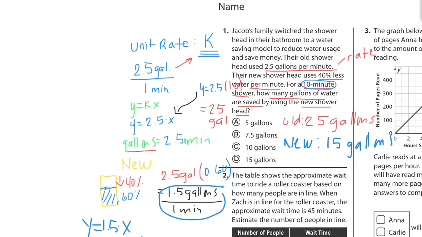And finally, our answers, we're going to subtract them. 25 minus 15 gives us 10 gallons. Why do we subtract them? Because we're looking at how many gallons are saved by using the new shower head. So it's 10 gallons.